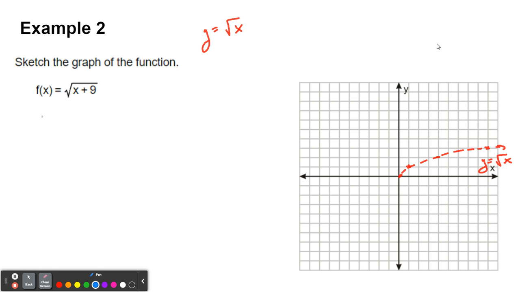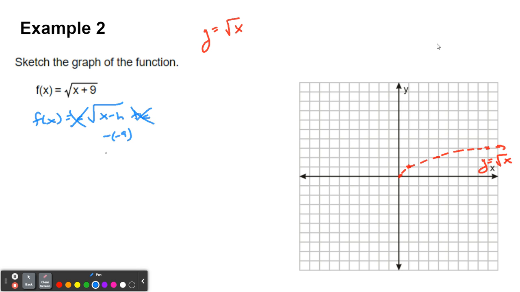So now let's apply the translation rules. We're going to use f of x equals a square root of x minus h plus k. You can see how I can generalize that a, h, and k formula to whatever function we're given. Now the a is not there. There is an h value, but notice it says positive 9. That means this must be a negative 9, so your h value is actually going to be negative 9. And then your k value is not there.